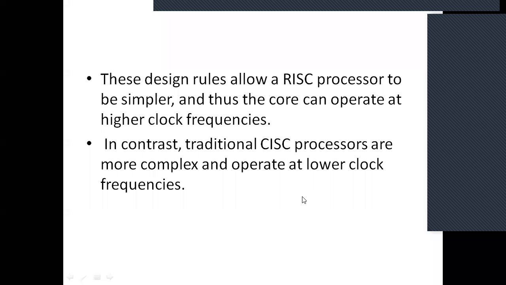This is in contrast to the traditional CISC processors. They use more complex operations at a lower clock frequency. They have a large instruction set, and these instructions perform complex operations. You can process the data which is in the memory directly, and there are instructions that perform multiple operations as well.